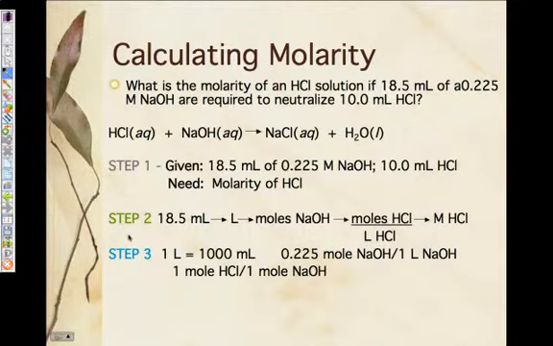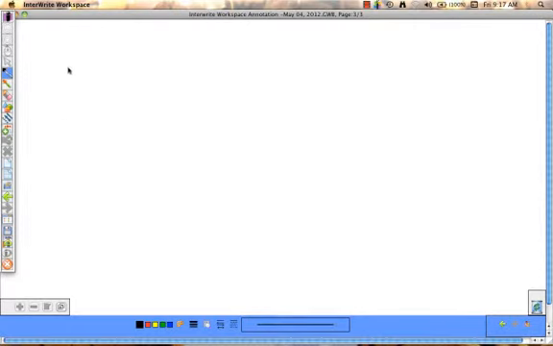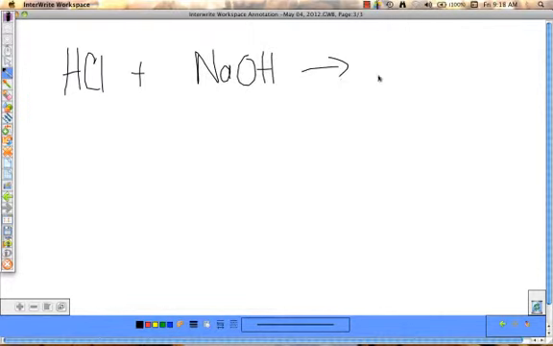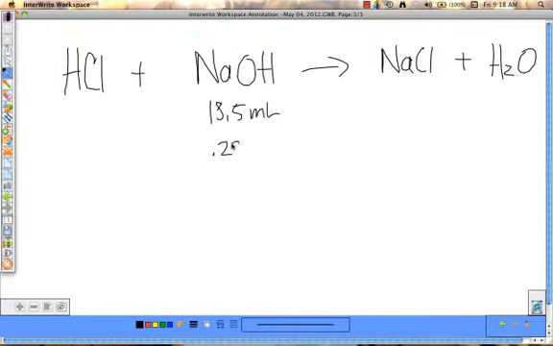So we need a balanced equation first. What are we going to get as our products? Neutralization reaction. And it said we use 18.5 milliliters of a 0.225 molar solution of sodium hydroxide. And it titrated 10 milliliters of hydrochloric acid. And we want to know what the molarity is.